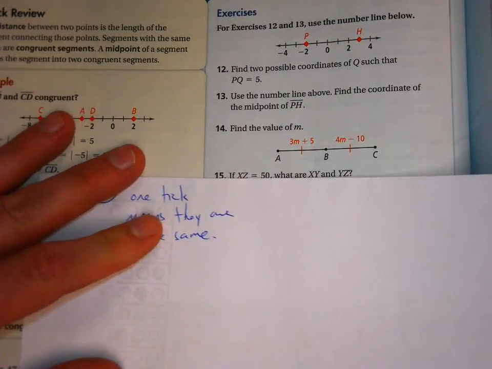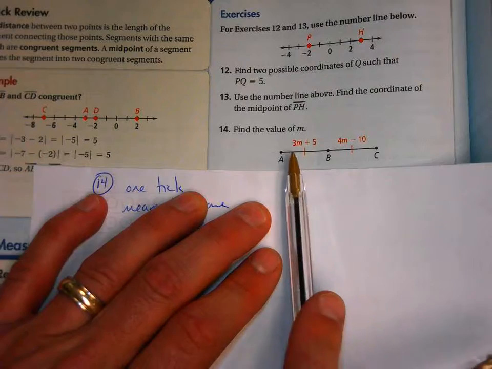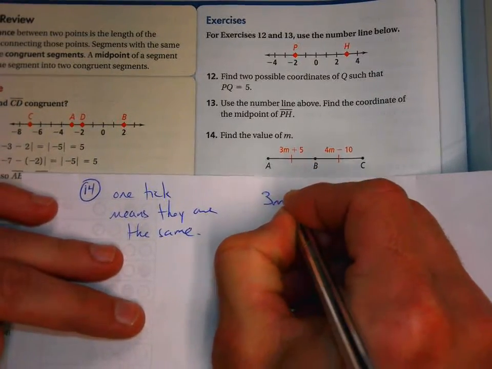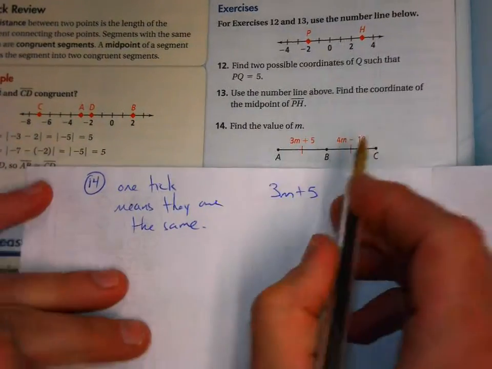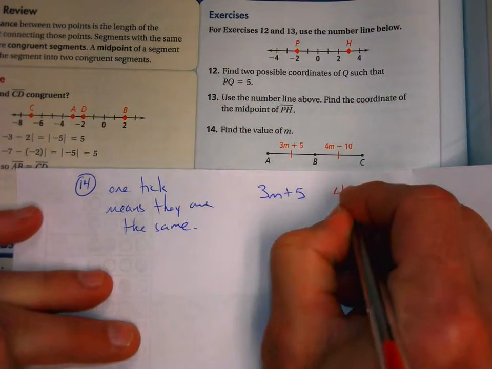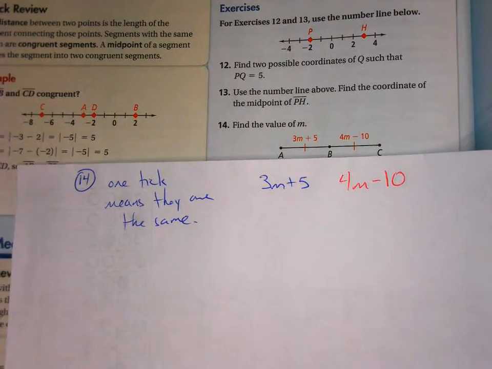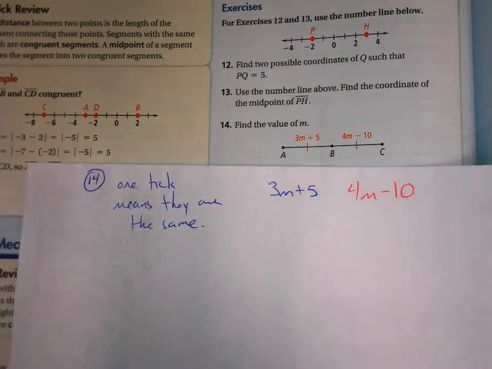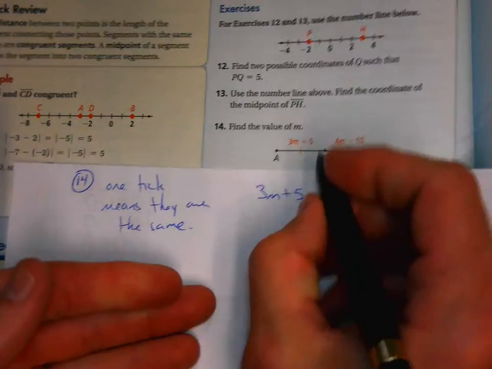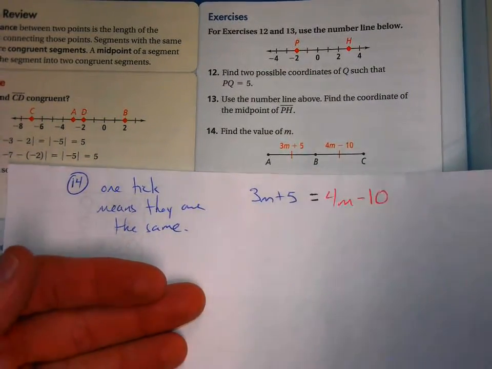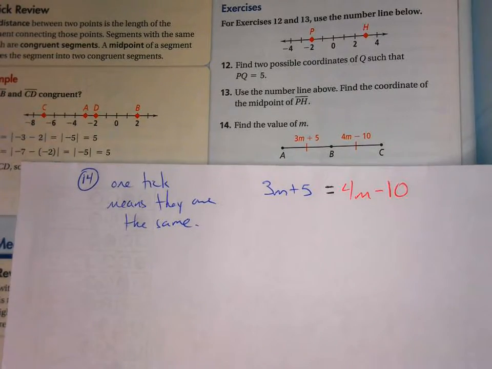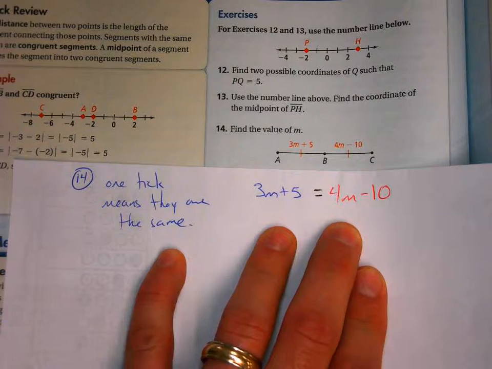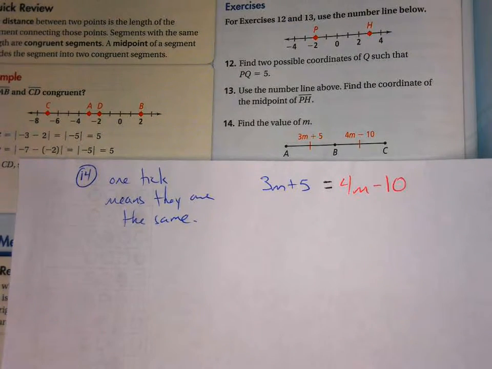That means that, well, if from here to here is 3m plus 5, right? And from here to here is 4m minus 10, and they are the same, well, what does that mean? If they're the same, that means they are equal, and enter algebra. So if the measures are equal, we can set up an equation, and now we just solve.